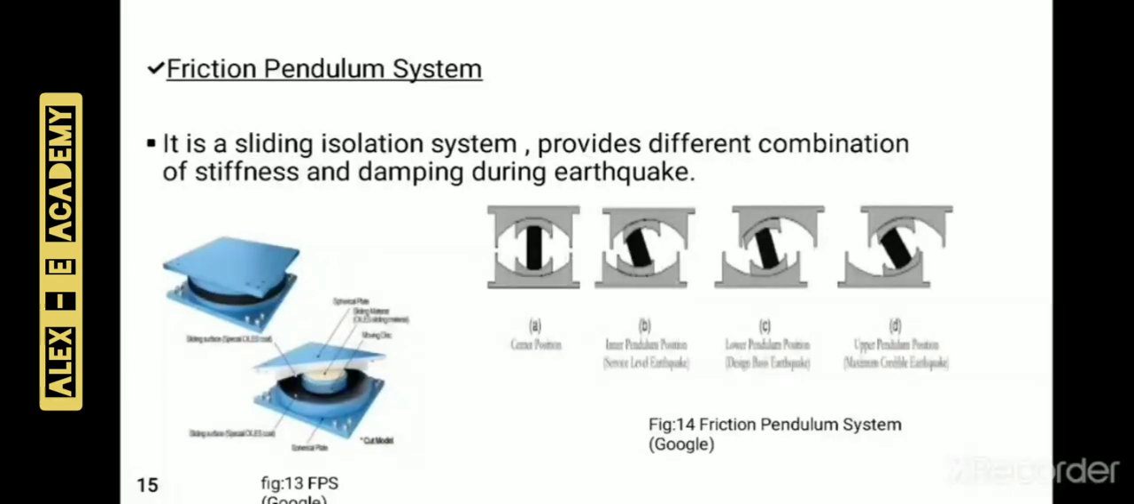Friction pendulum system. Friction pendulum system is a sliding isolation system wherein the weight of the structure is supported on spherical sliding surfaces that slide relative to each other when the ground motion exceeds a threshold level.